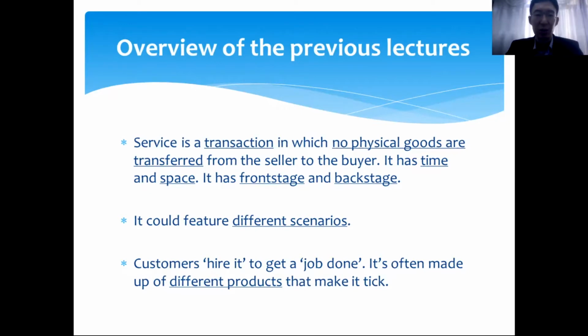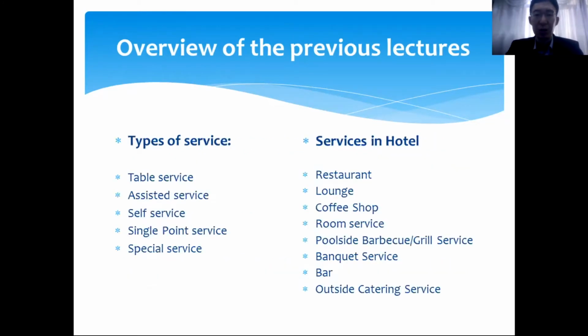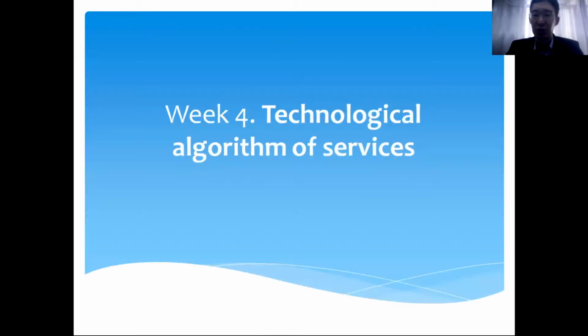So basically, when we talk about services, customers hire us to get a job done. A customer has a problem, and we should provide a solution. Also, during the last lecture, we covered the types of services. We talked about table service, assisted service, self-service, single point service, and all the unique services that are called special services. We also mentioned that a hotel has different services. They have restaurant, lounge, coffee shop, room service, pool, barbecue, banquet service, bar, outside catering, etc. Room service basically refers to the main service, which is accommodation.